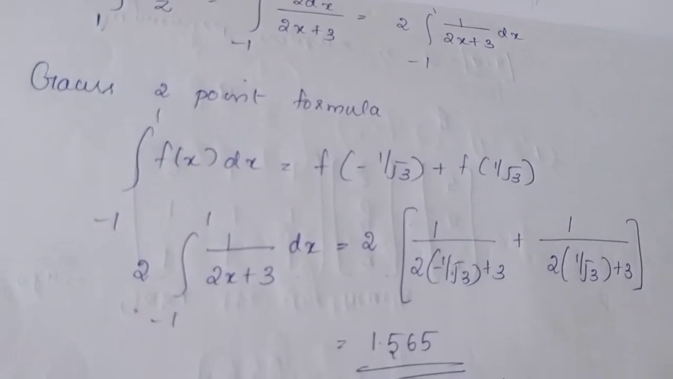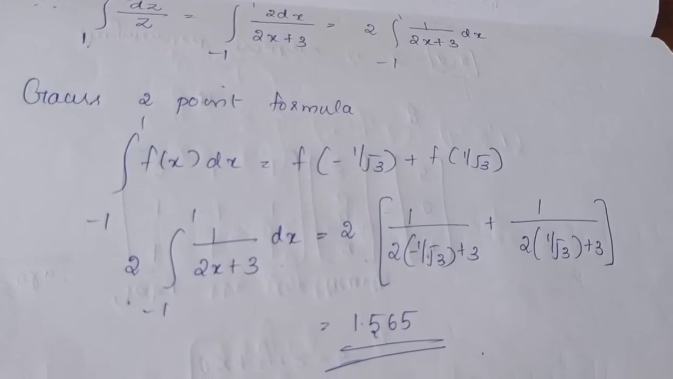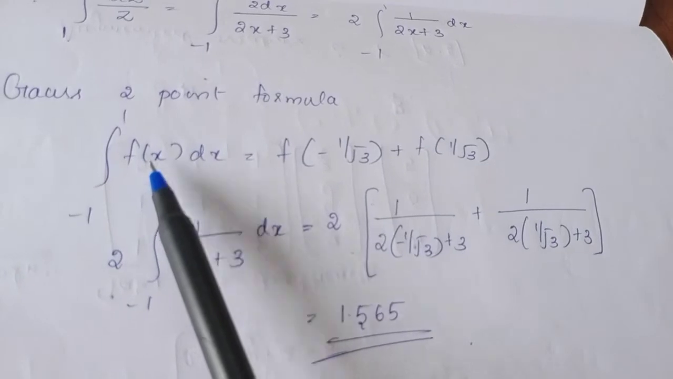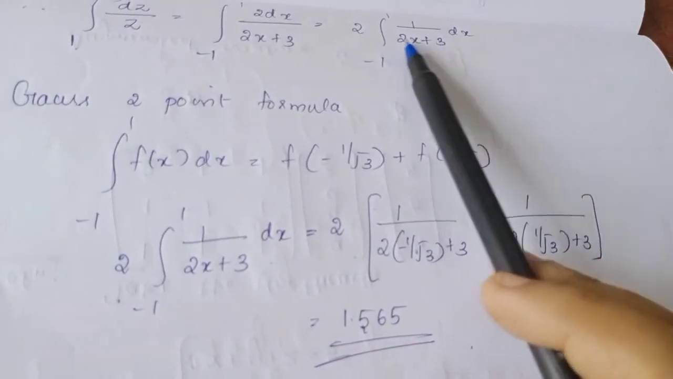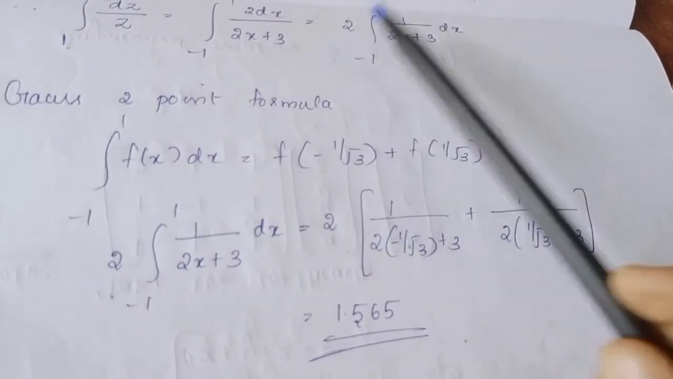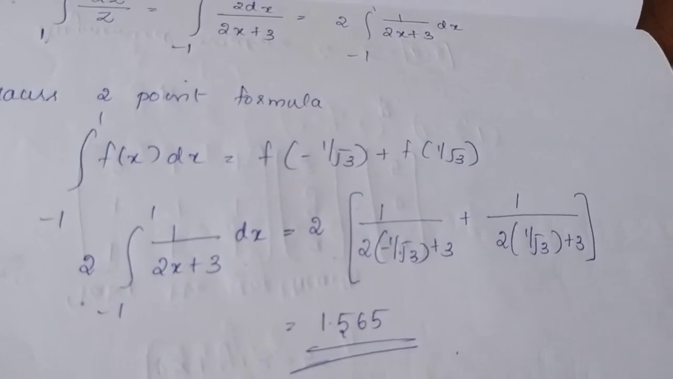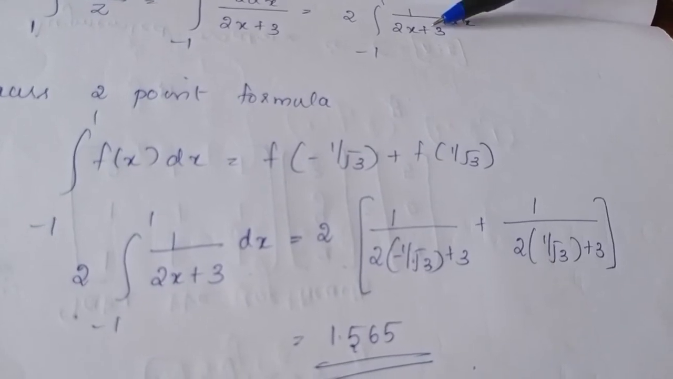Then apply the Gauss 2-point formula. Here, integral of f of x dx. What is the f of x here? 1 by (2x plus 3) is the f of x now. In our question it was in z form, and we converted it and changed it into x form. Now this is the f of x here, 1 by (2x plus 3).